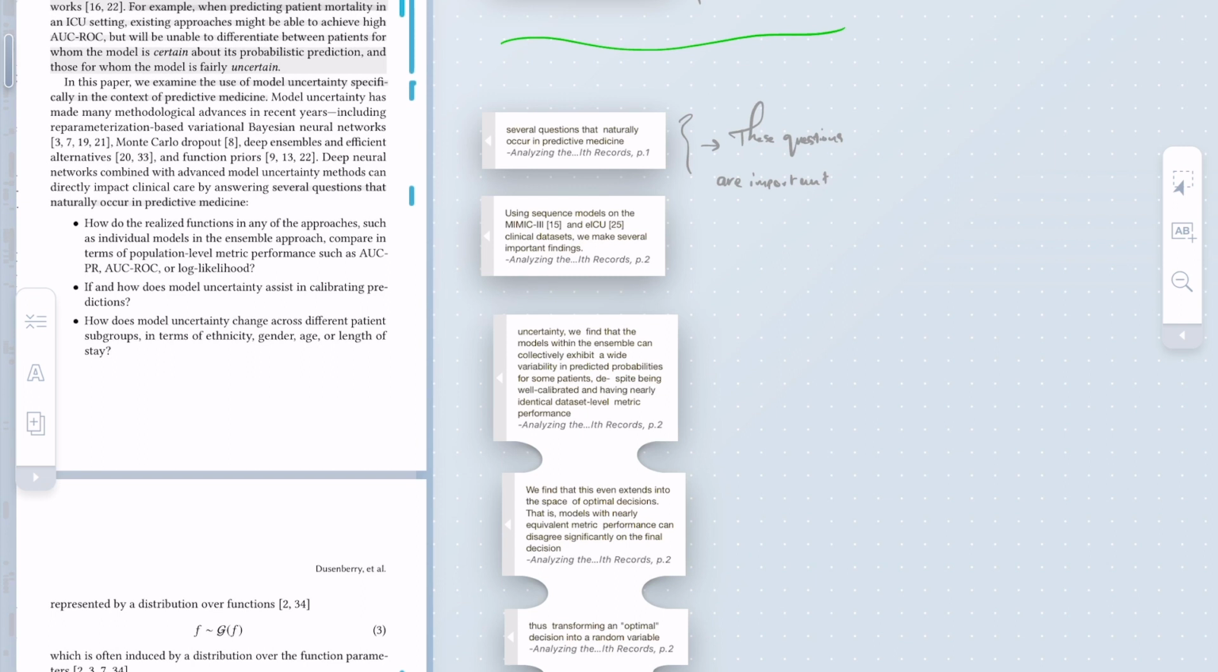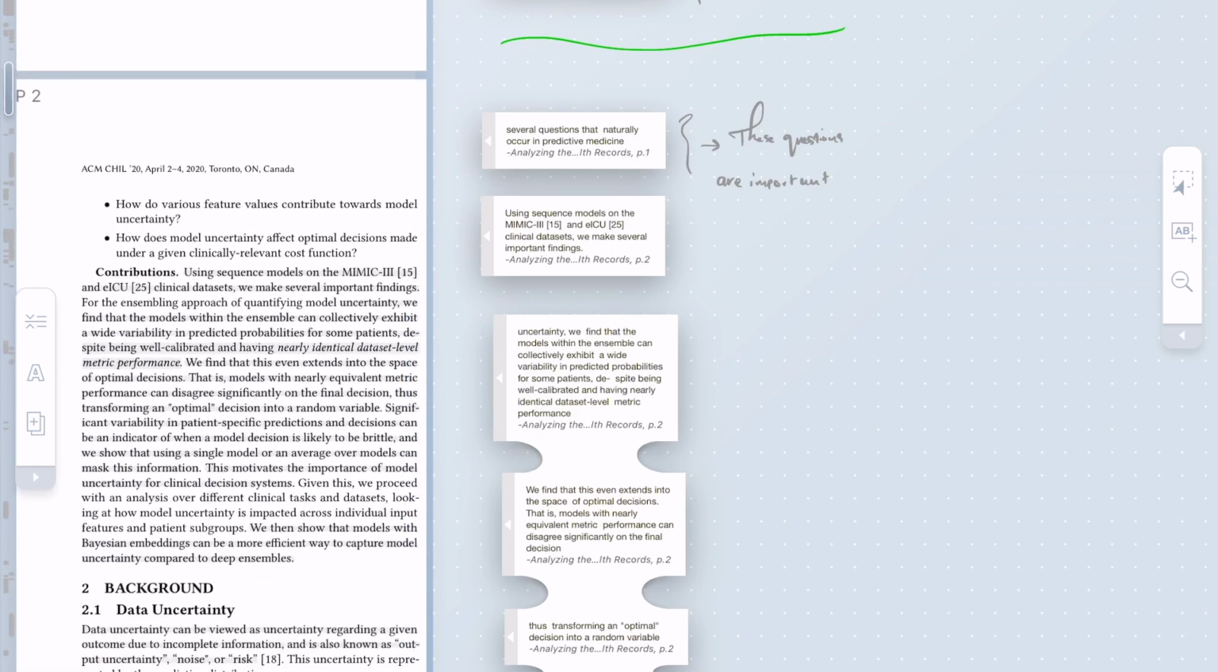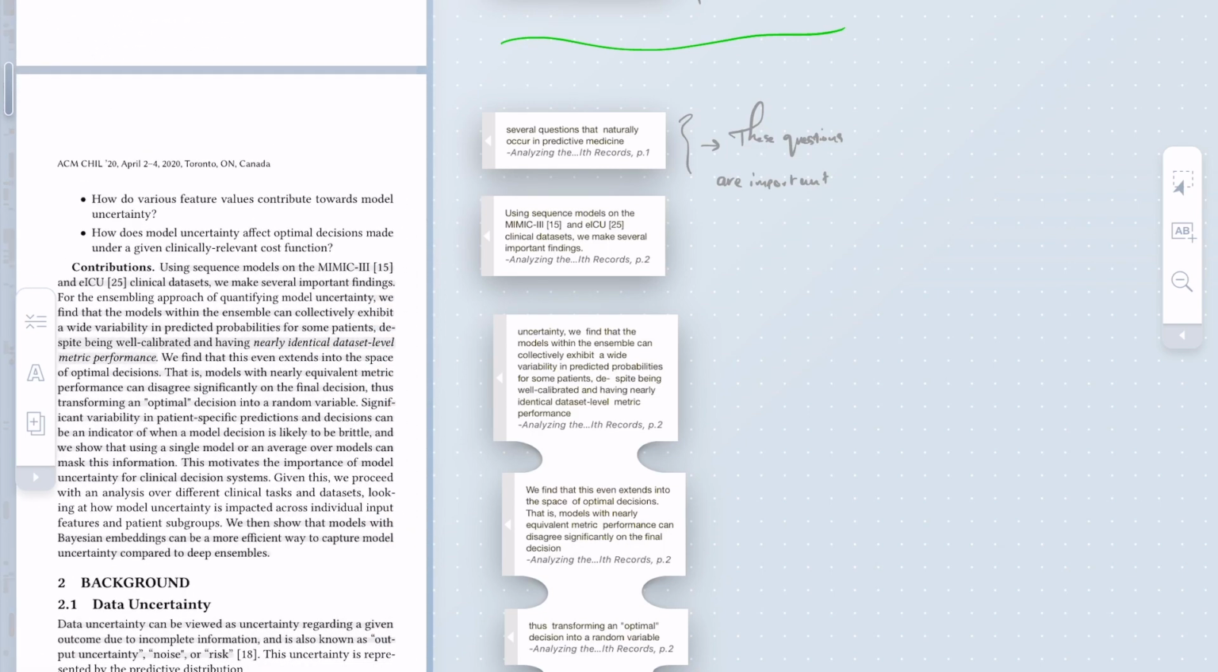The other question is, if and how does model uncertainty assist in calibrating the predictions? How can we use that in terms of loss, perhaps? How does model uncertainty change across different patient subgroups? This is one of the sections of this paper. They go over the various uncertainty levels over patients characterized by various statistical or demographic features. How do various feature values contribute toward model uncertainty? And how does model uncertainty affect optimal decisions made under a given clinically relevant cost function?